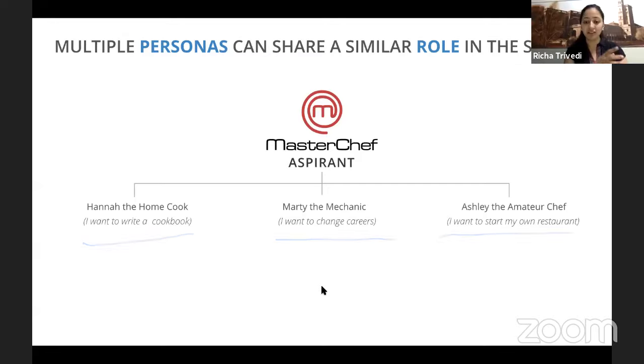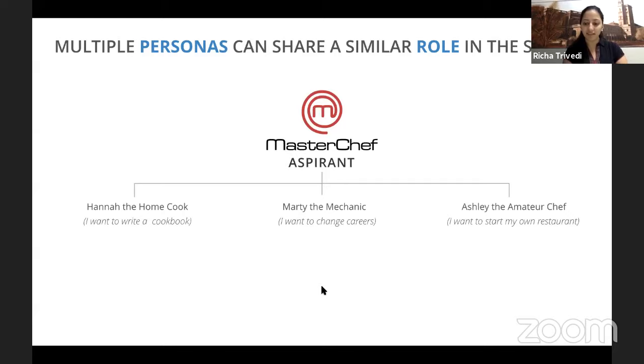Right. And here, this segregation would actually help MasterChef prioritize and build their strategy around, hey, what kind of aspirants do I want to target? I can be open, but maybe my business strategy is I want to target more of amateur chefs and the home cooks, but not people who are looking to change their careers. And that could depend, but just this segregation would help MasterChef prioritize to develop their own strategy.